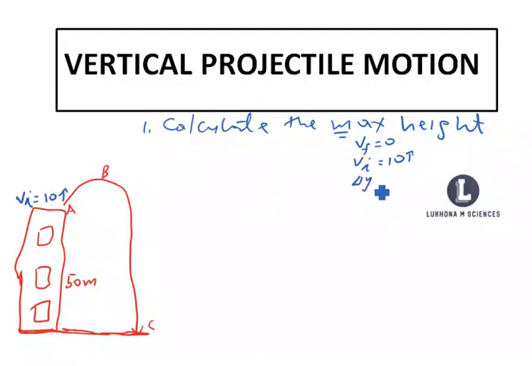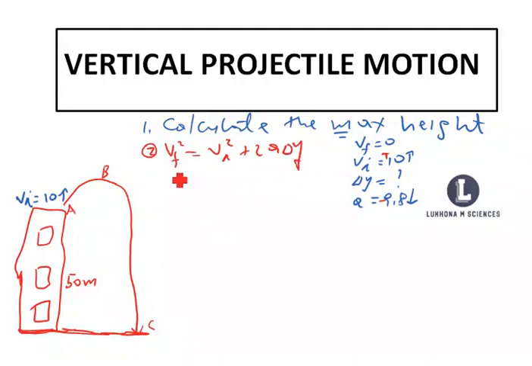The height is calculated by dy. We are looking for dy. Then a is the acceleration, which is 9.8 downwards. Then we took up as positive, so this one is positive, but this one is negative. So which equation are we going to use? Equation number 2 was: final velocity squared is equal to initial velocity squared plus 2a delta y.